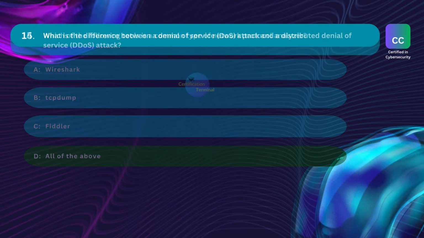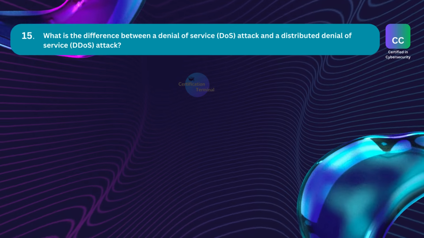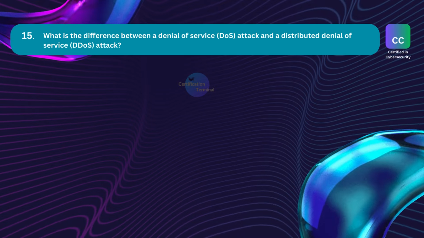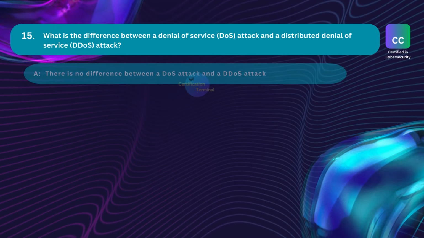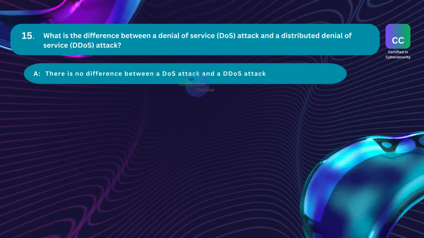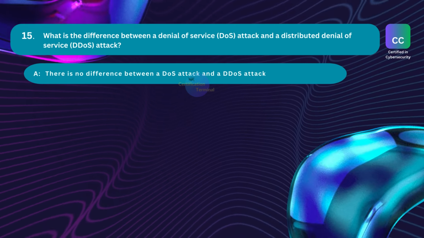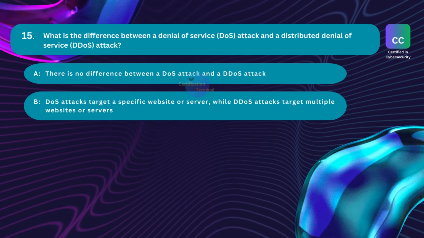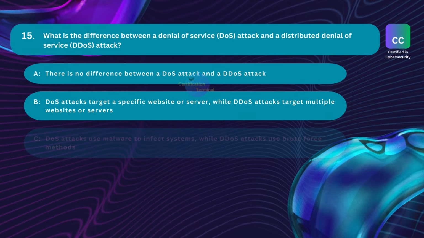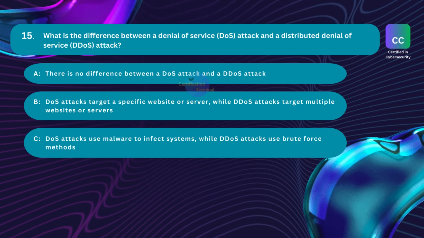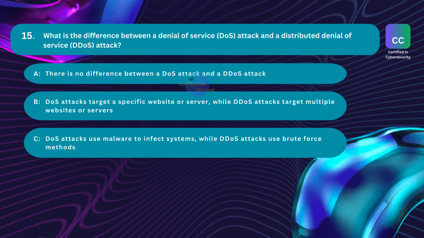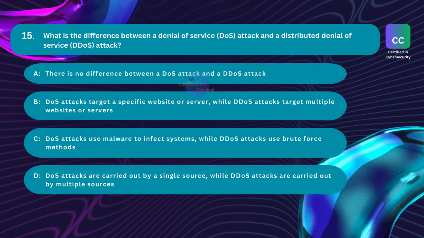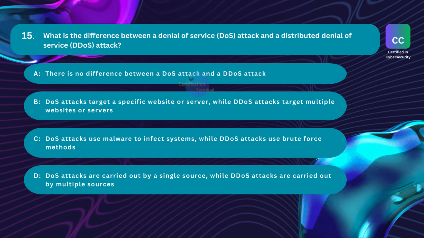Question number 15. What is the difference between a denial of service DOS attack and a distributed denial of service DDoS attack? Option A, there is no difference between a DOS attack and a DDoS attack. Option B, DOS attacks target a specific website or server, while DDoS attacks target multiple websites or servers. Option C, DOS attacks use malware to infect systems, while DDoS attacks use brute force methods. Option D, DOS attacks are carried out by a single source, while DDoS attacks are carried out by multiple sources.